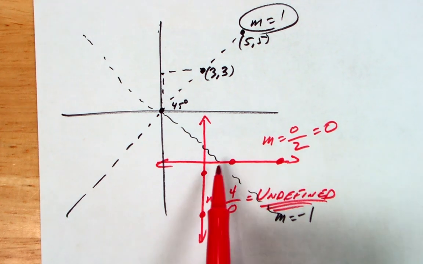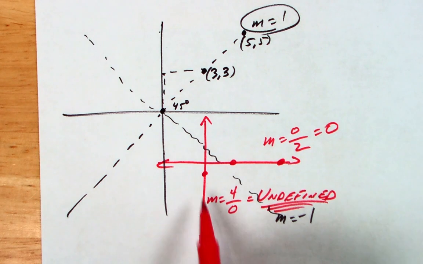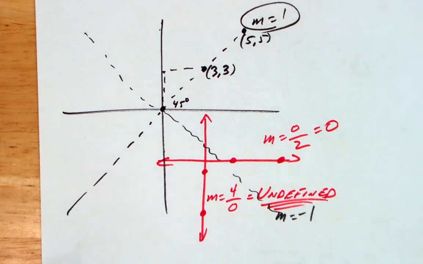I kind of look at it this way. If I walk across this one, my slope is 0. If I walk across, wait a minute, I can't walk across that. I would need like Spider-Man suction cup hands and feet to do that. Okay?